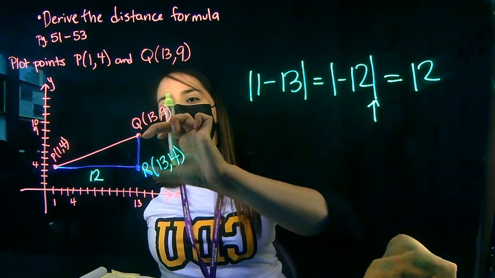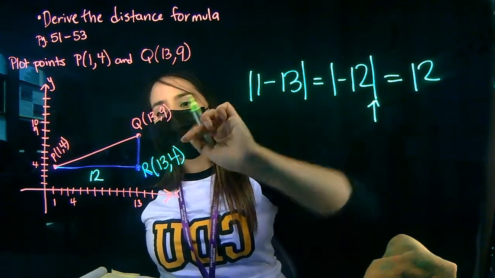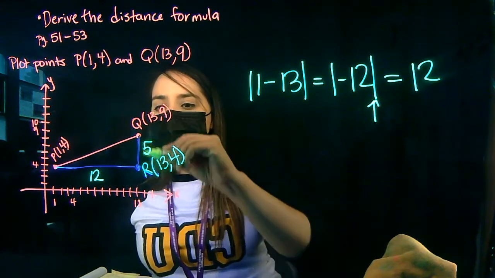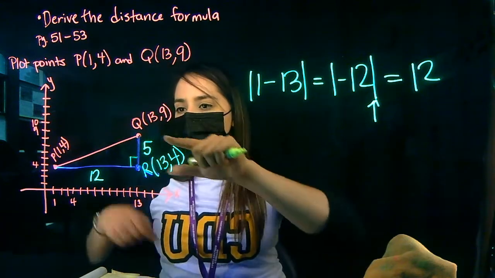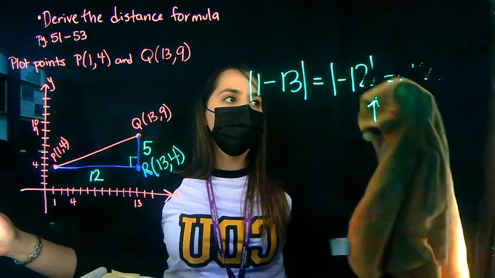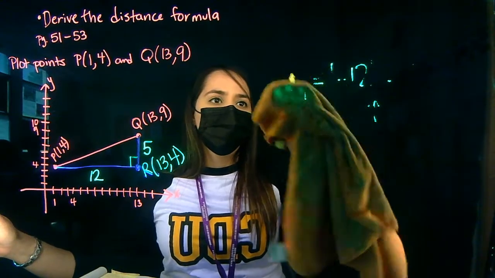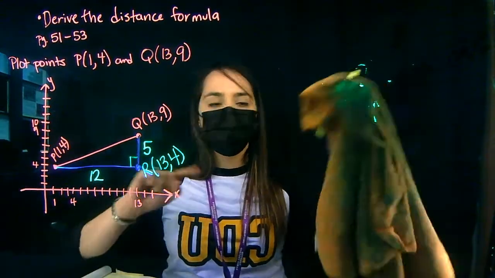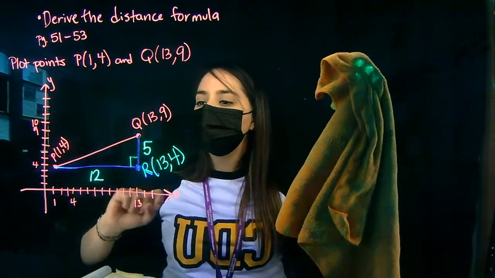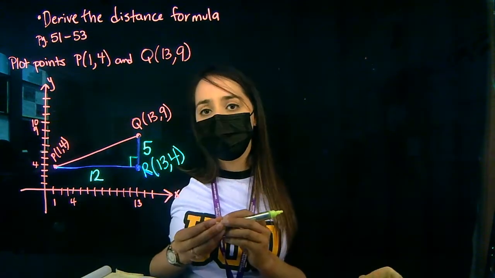Now Q and R, we're going to look at the vertical change. What's the vertical change between 4 and 9? 5, right? Now that we have the side lengths, what formula do you guys know that is for right triangles to find the hypotenuse? I heard someone say it, the Pythagorean theorem. And the Pythagorean theorem only works for what type of triangles? Right triangles. And do we have a right triangle here? Yes, we do. So I'm still trying to find the distance between P and Q, but now since I have a right triangle and I have the side lengths, I can use the Pythagorean theorem to find PQ.